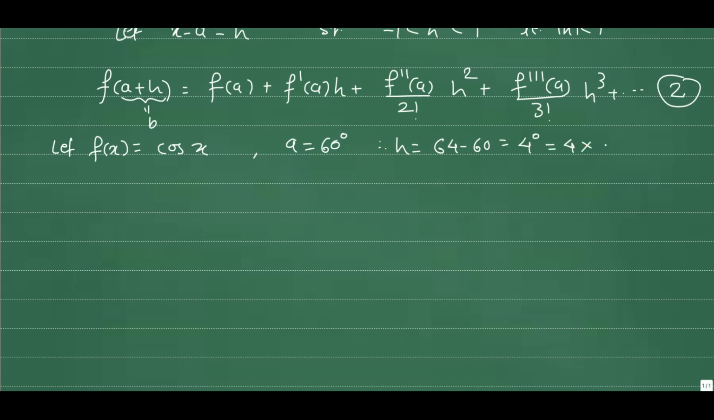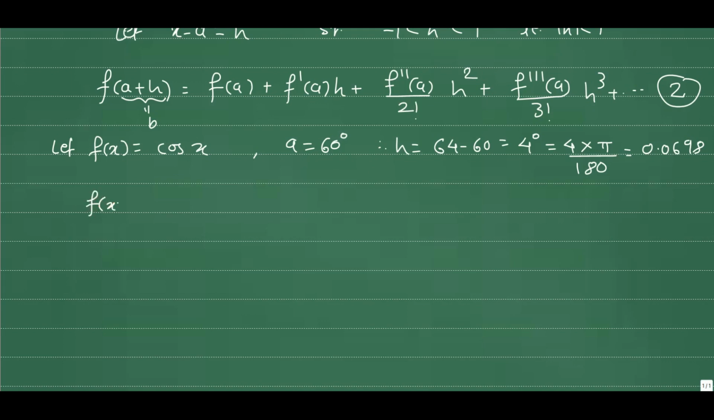4 into pi upon 180. We need all this in radians. So here you can see h is equal to 0.0698. Okay, so we got f of x, a and h. Now we just have to find f of a, f dash of a, f double dash of a and put it here. So let's find this now.